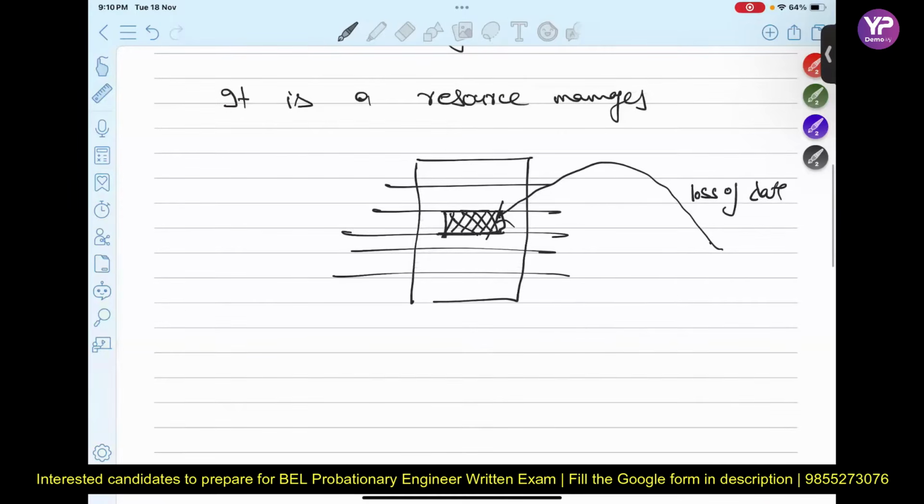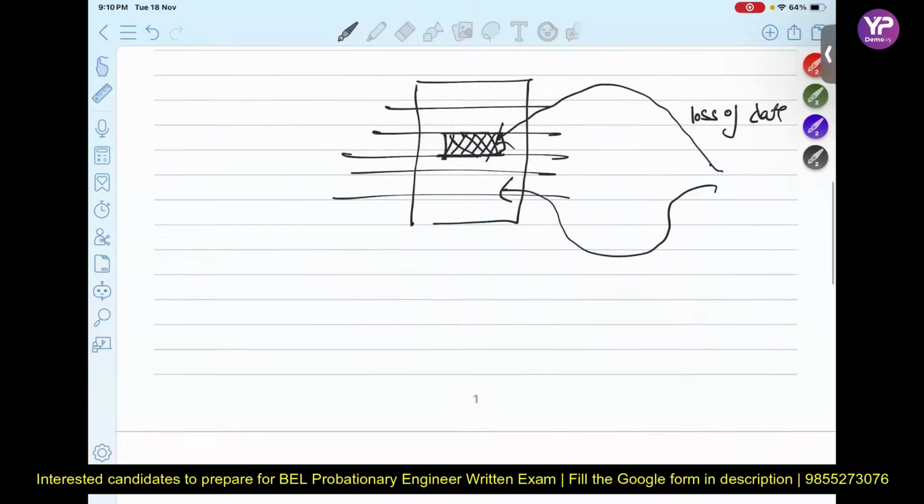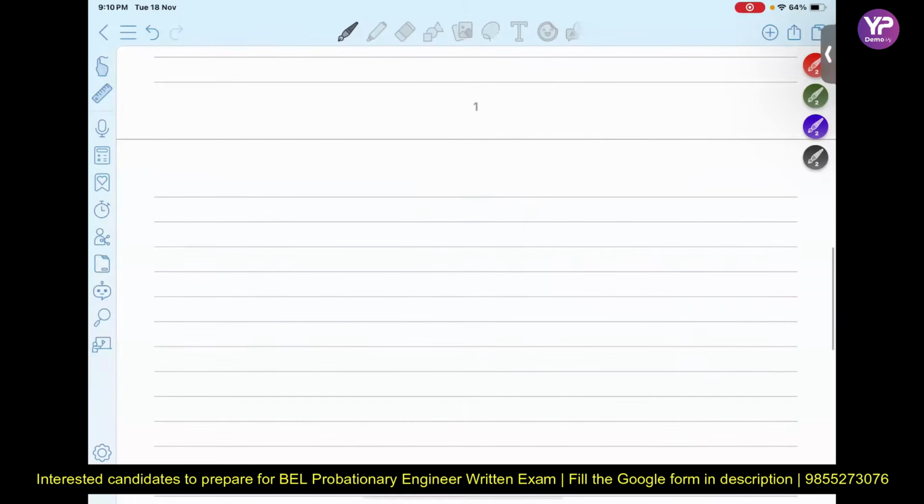So it's the task of the operating system to put all those command instructions in an empty block or empty cell of the memory. Are you getting my point? So it is a resource manager. Now the second question is, what are the types of operating system? That is very important.